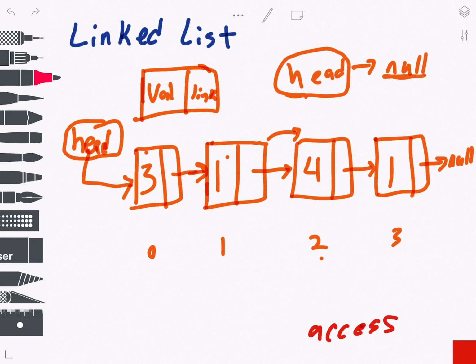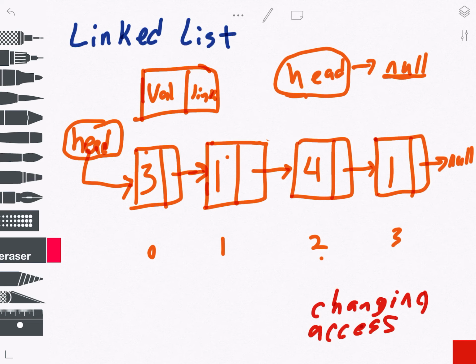But the or change and then changing in the same way. Changing a value. If I wanted to change the value of the third item in this list, I've got to navigate to the third item, and then I can change that value once I get there. And these two, changing and access, they're both slow for the same reason: we have to get to the item before we can do anything with it.